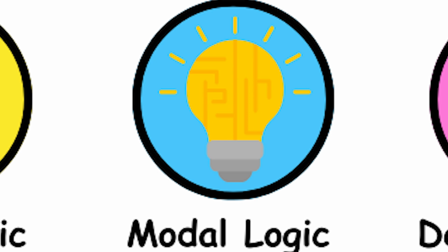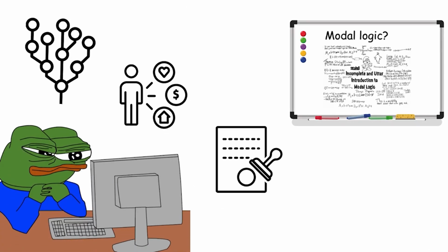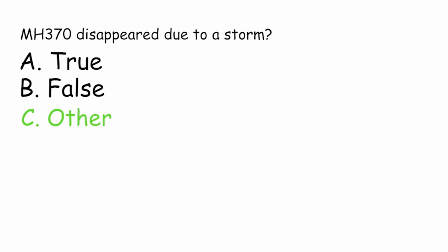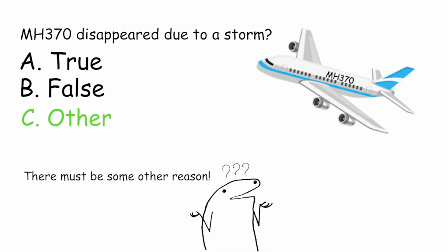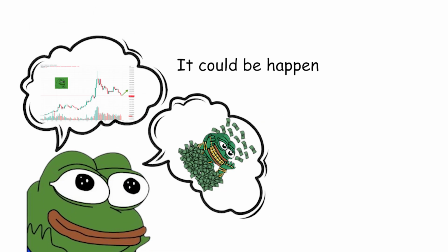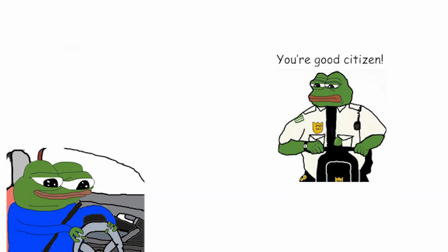Modal logic. This logic explores the concepts of possibility and necessity. It goes beyond just true-false and considers different ways a situation could unfold. Think of exploring various scenarios. Example, it is possible that intelligent life exists on other planets. It doesn't say for sure, but acknowledges the possibility.